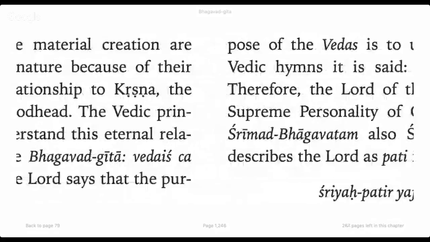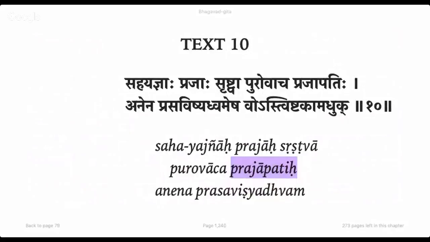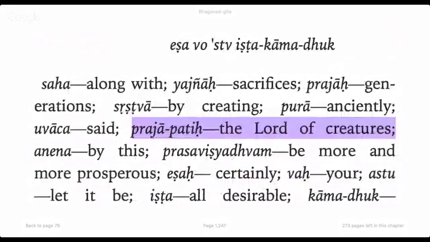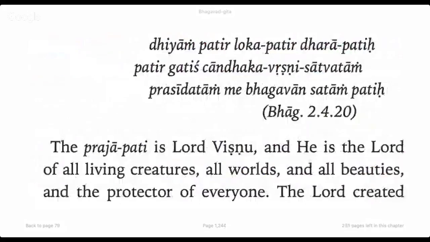Good. In this shloka it was there. Prajapati. When we discussed this shloka, we talked about that. You see that word? Prajapati, the Lord of creatures. If I mark it here, you can mark it and immediately translate it. The Lord of creatures sent forth generations of men and demigods along with sacrifices. Be thou happy.